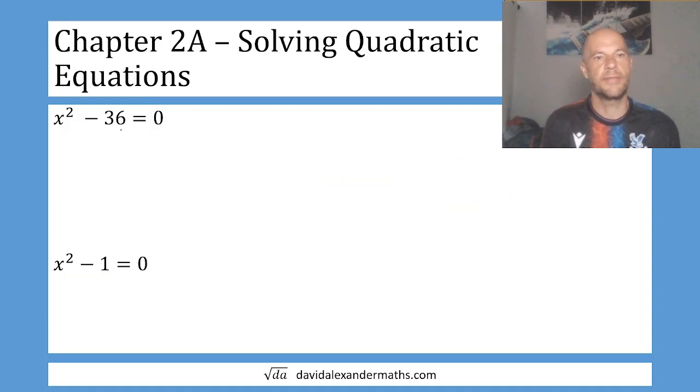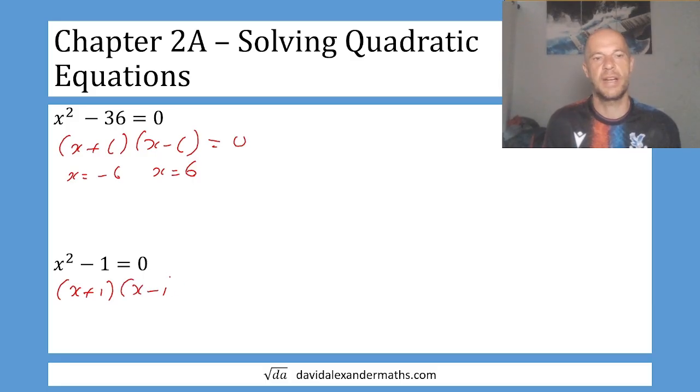Okay, so here we've got the difference of two squares, so we need to remember that this factorises to (x + 6)(x - 6). So from the x + 6 we're getting the solution of negative 6, and from the x - 6 we're getting the solution of positive 6. Here's another difference of two squares. We need to remember that 1 is a square number, so that will factorise to (x + 1)(x - 1). So again our solutions are both negative 1 and positive 1.